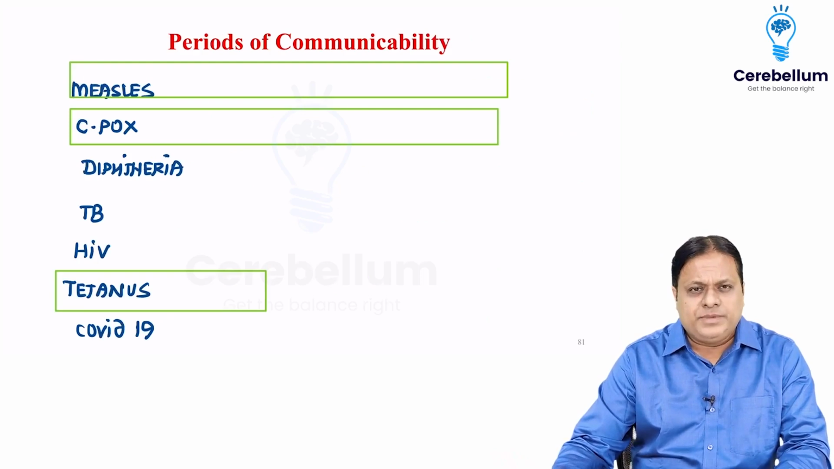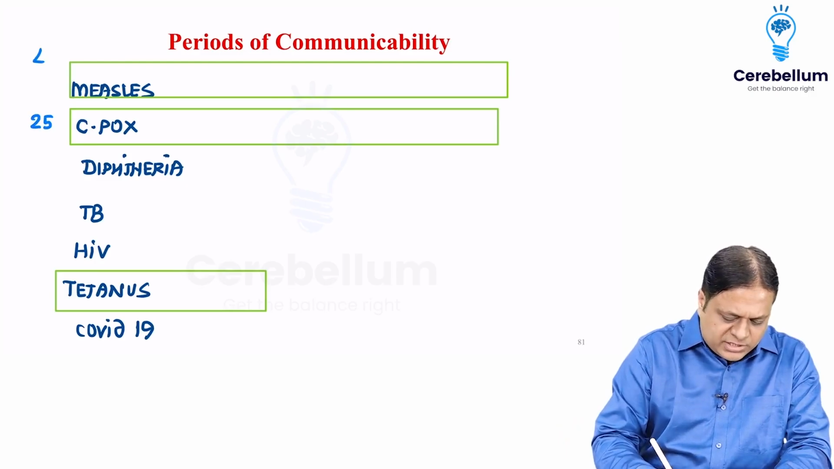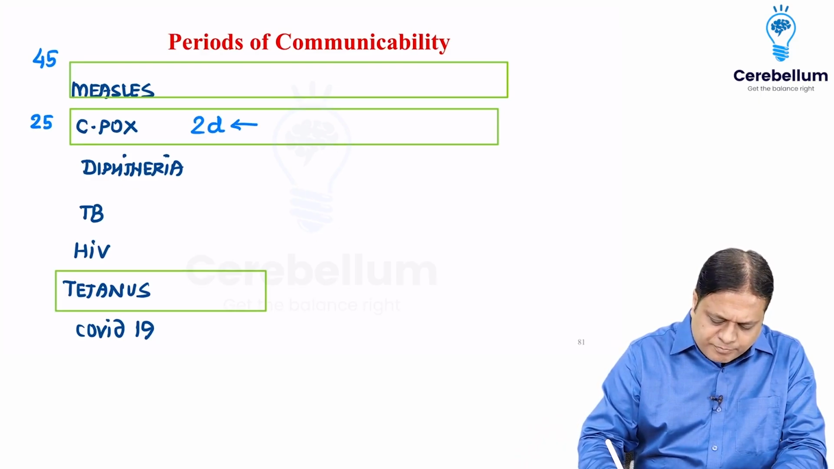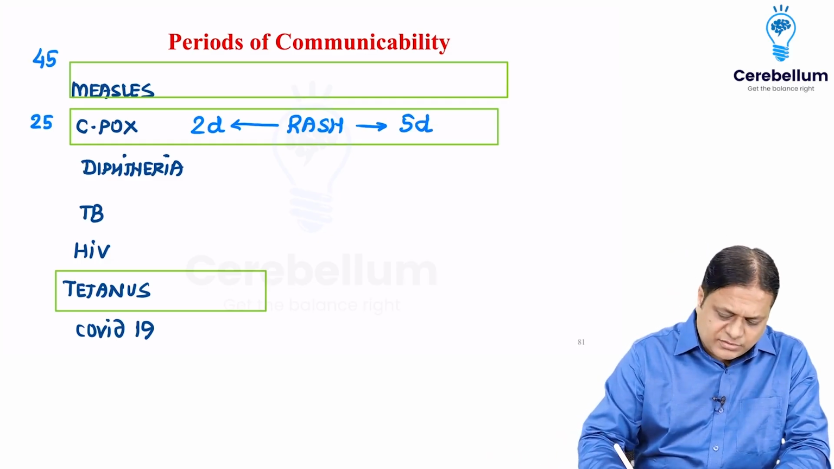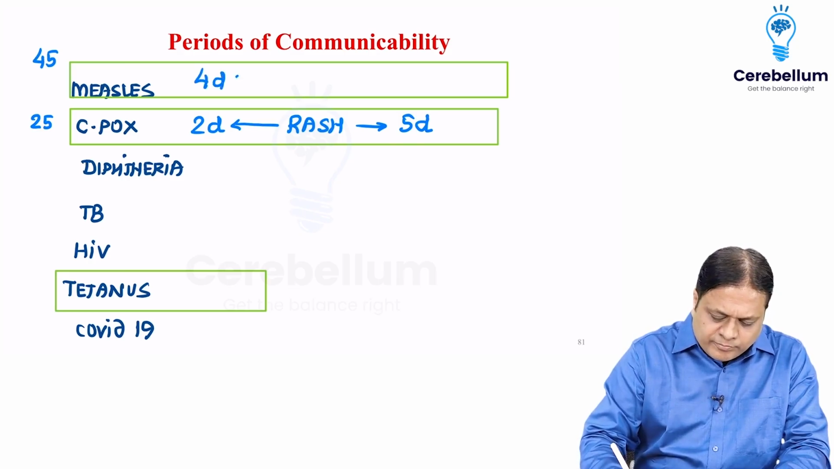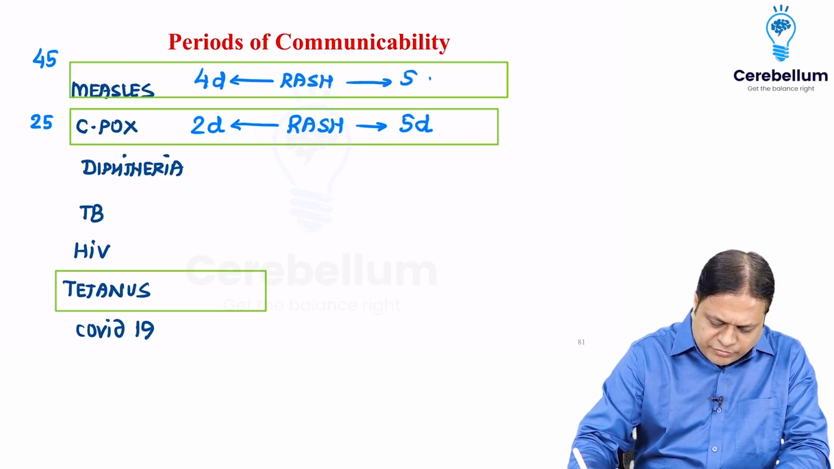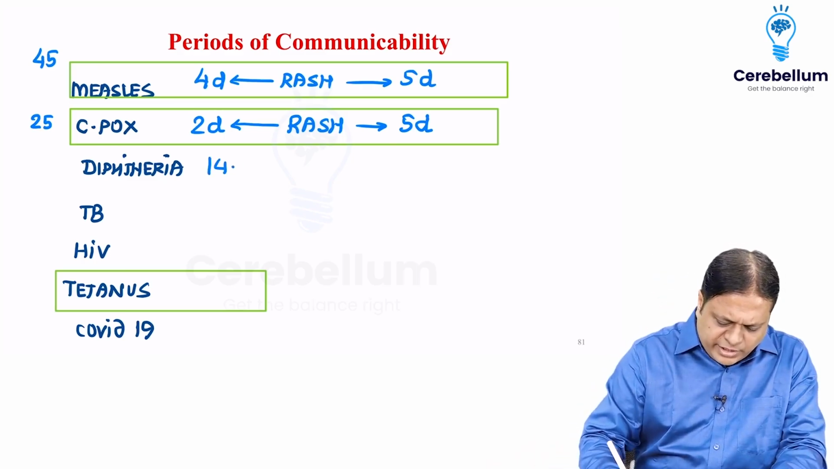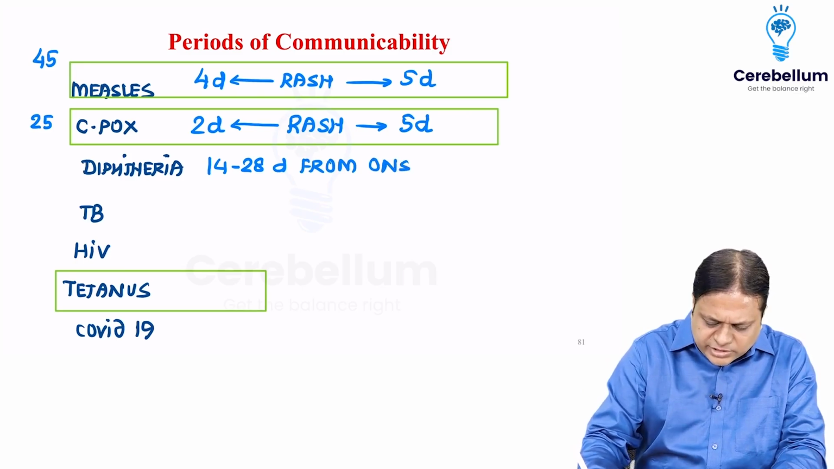Periods of communicability. Measles and chickenpox are frequently asked. Please remember, chickenpox is 2 and 5, measles is 4 and 5. What does it mean? Chickenpox is 2 days prior to appearance of rash till 5 days later. Measles is 4 days prior to appearance of rash till 5 days later. Diphtheria is 14 to 28 days from the onset of the disease.